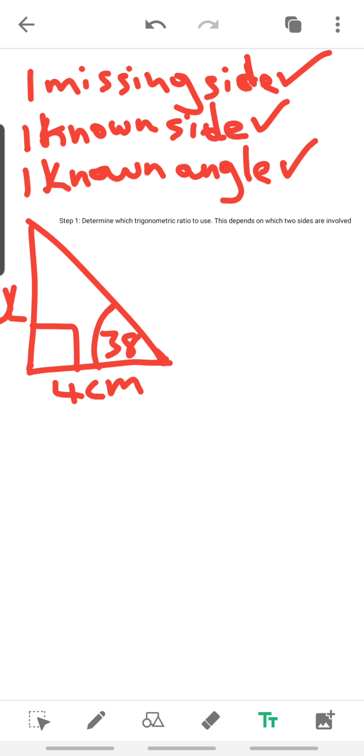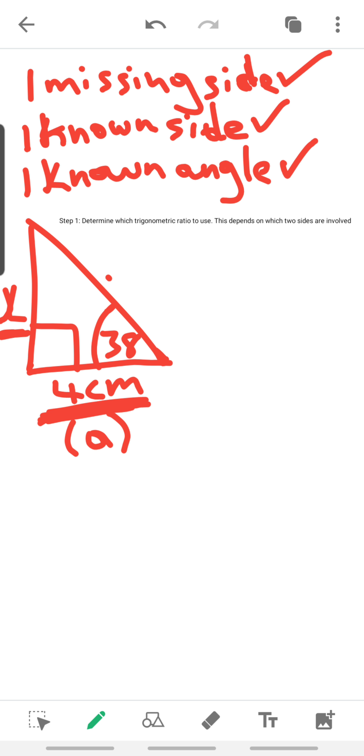In order to determine which trigonometric ratio to use, we have to look at what sides are involved in this question. There are two sides that we have information for. Let's try and identify what we would call this 4. It is definitely not our hypotenuse, because this here is our hypotenuse that we're not using. It's also not our opposite, because this 4 cm is not opposite to this 38 degrees.